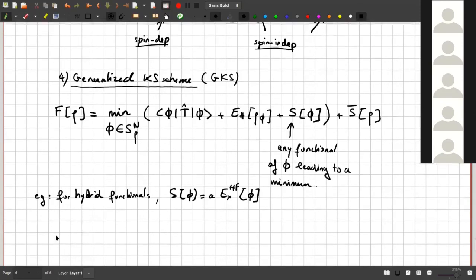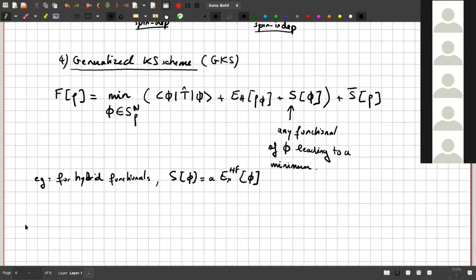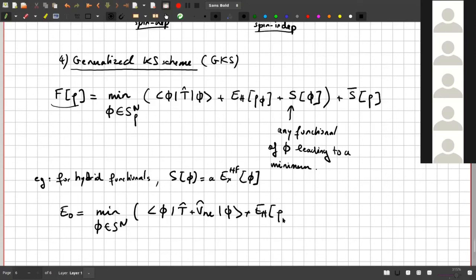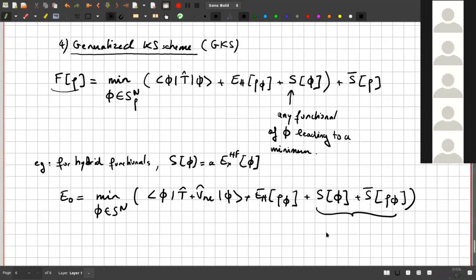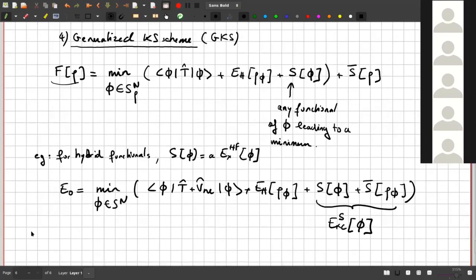And now you can obtain the equivalent of the Kohn-Sham scheme. If you insert that in the original expression, you can compute the exact ground state energy by minimizing with respect to all Slater determinants. And now you are going to have the expectation value of T plus V_NE. You have the Hartree functional evaluated at rho of phi. And you are going to have this S of phi. And now I can put this S bar that will be evaluated at rho of phi. Okay, and this defines, if you want, another exchange correlation functional that will depend on S, and it will be a functional of phi.